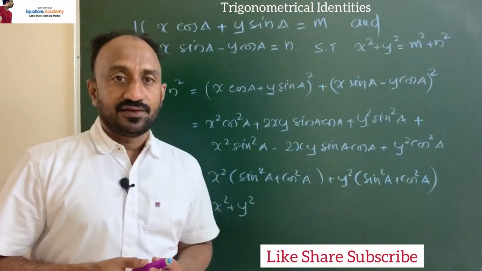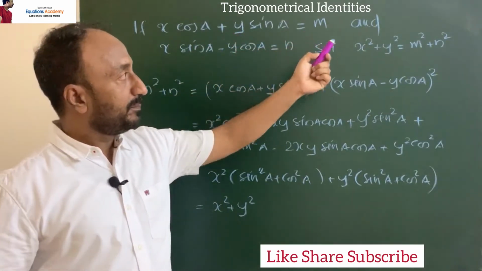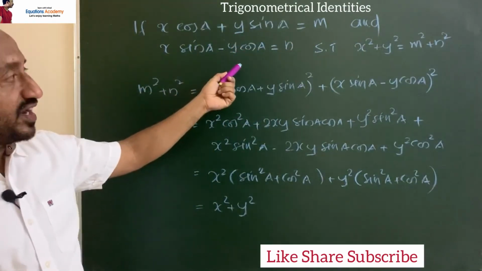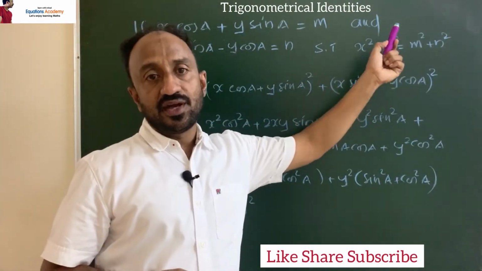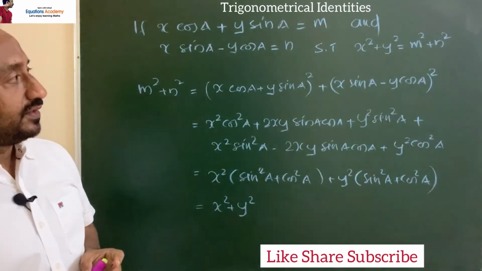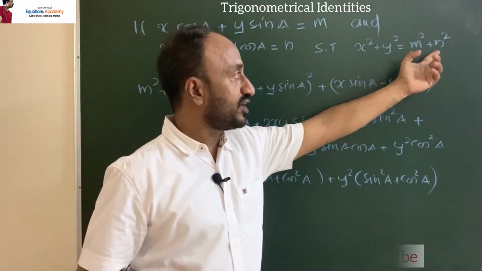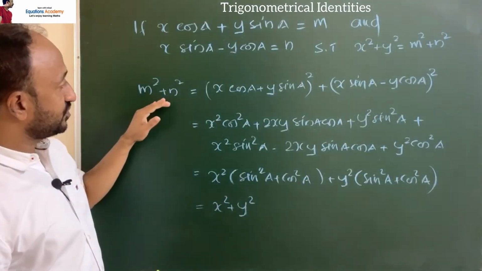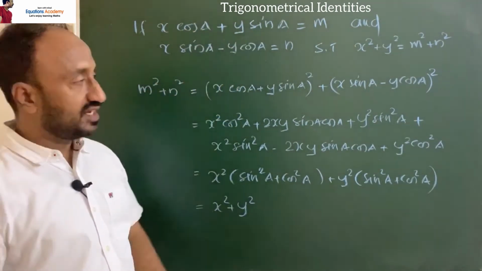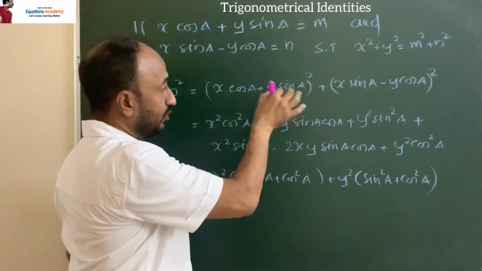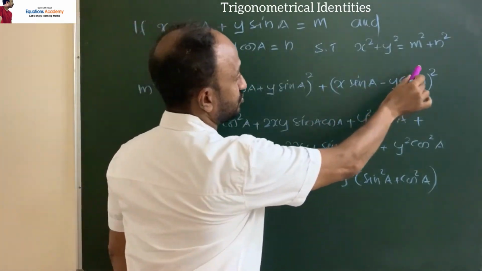Clear? Next question: if x cos A plus y sin A is equal to m and x sin A minus y cos A equal to n, show that x square plus y square is equal to m square plus n square. Here we will take the RHS, m square plus n square. M is x cos A plus y sin A, so m square plus n square is x cos A plus y sin A whole square plus x sin A minus y cos A whole square.